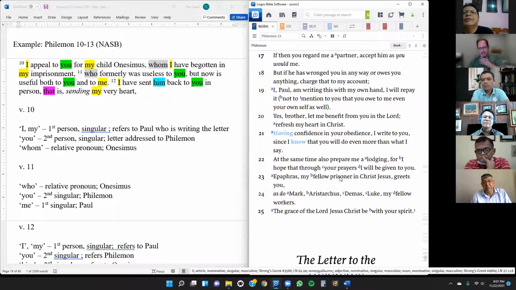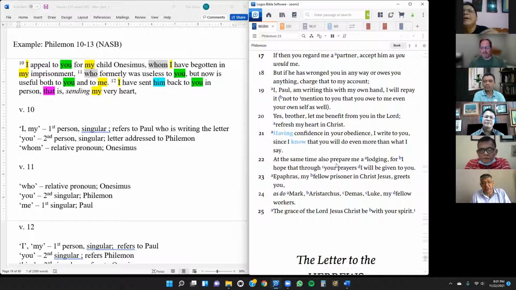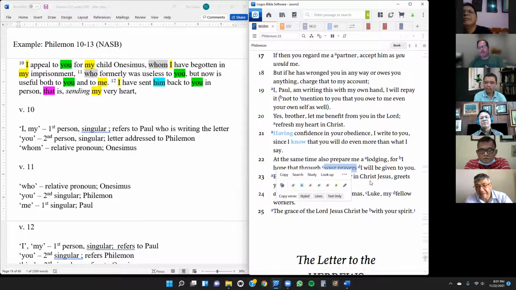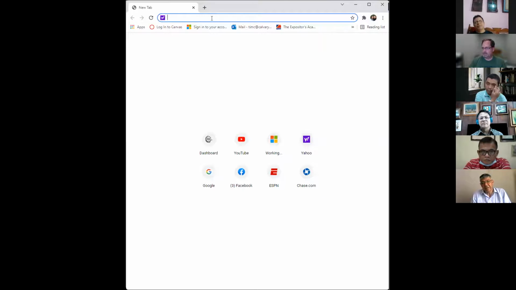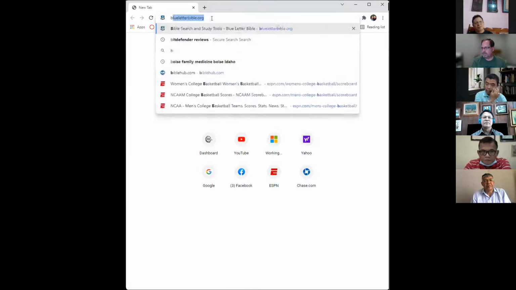Well, here, prayers with an S. But still, that could be singular, because you could pray many prayers yourself. So that's a possibility. But how do we know? Well, this is why I pointed out to you before the importance and the helpfulness of looking at the interlinear. So let me just pull up Bible Hub.